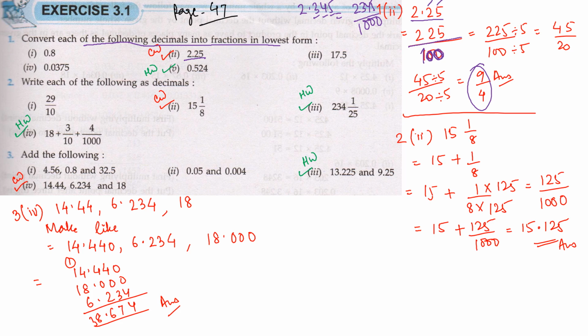Second one. 15 whole 1 by 8. This is question number 2. Here the fraction is given. You have to change it to decimal. So when a whole part is there, we write the whole part separately. That is 15. Now 1 by 8. I gave you the technique. 8 should be changed to 10, 100 or 1000. So we have seen that when 8 is multiplied with 125, it becomes 1000.